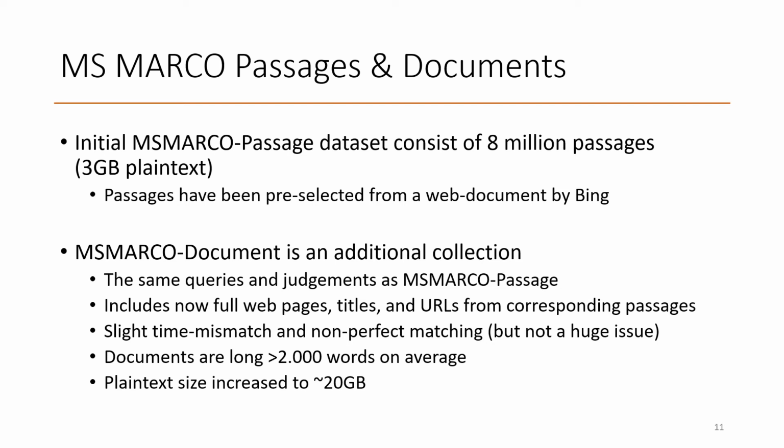Up until now, I talked about the MS Marco dataset as one thing, but in reality, it's two. We have an MS Marco passage dataset, which is the one I was talking about until now. And we also have an additional MS Marco document collection, where researchers went back to the queries, judgments and URLs from the MS Marco passage and actually rescraped the web pages to include the full web page titles and URLs from the corresponding passages. There is a slight time mismatch and a non-perfect matching, but it's not a huge issue. The documents here are very long, on average more than 2,000 words. So our plain text size increases from 3 gigabytes for the MS Marco passage collection to over 20 gigabytes for the documents, which gives us another challenge to work on.